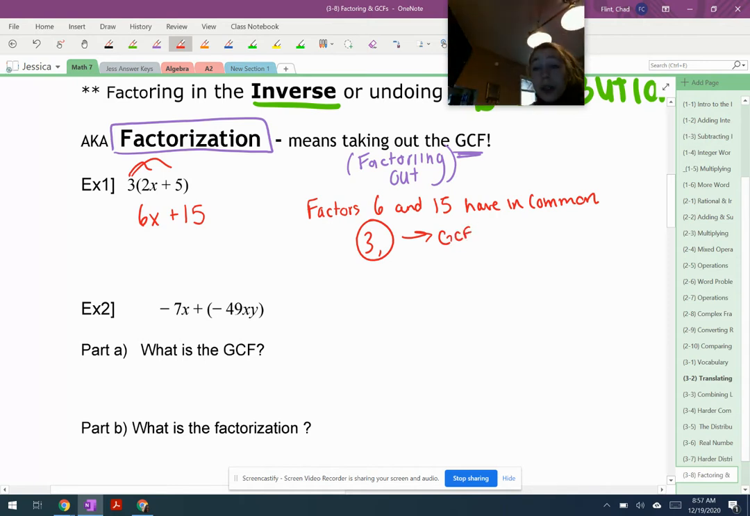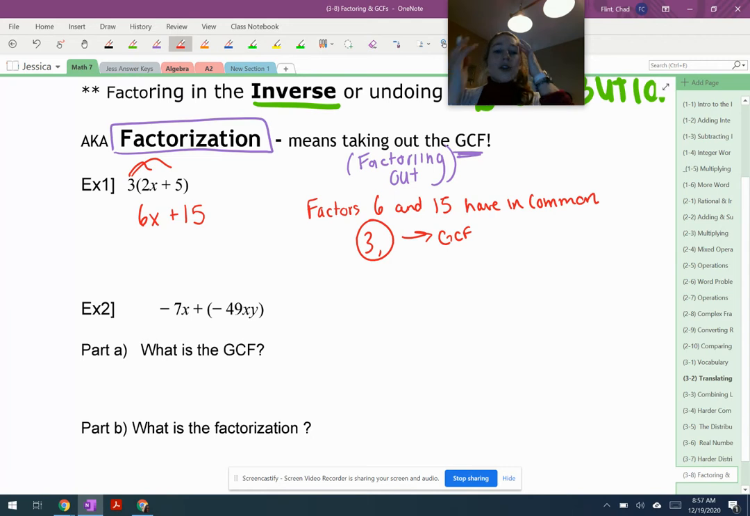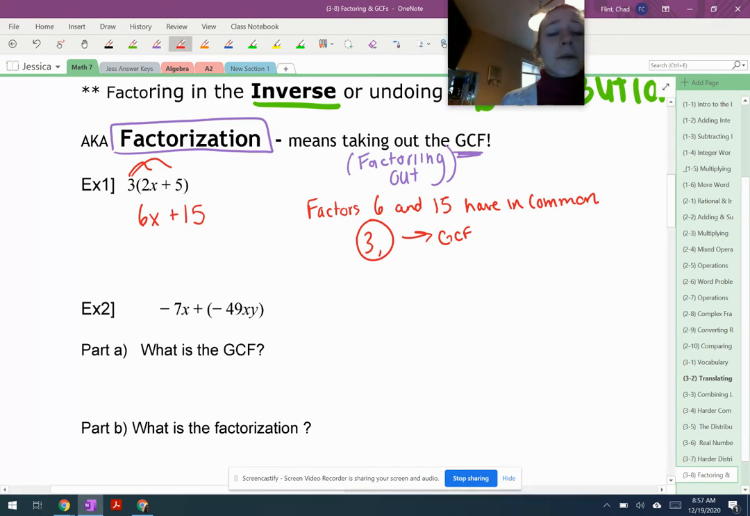When we distributed, we used multiplication. We multiplied the 3 times the 2x. We multiplied the 3 times the 5. So to go backwards and factor that, we're going to divide both of the pieces we have by 3, by that GCF.